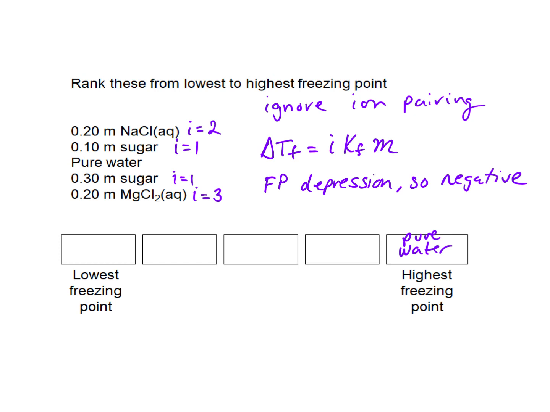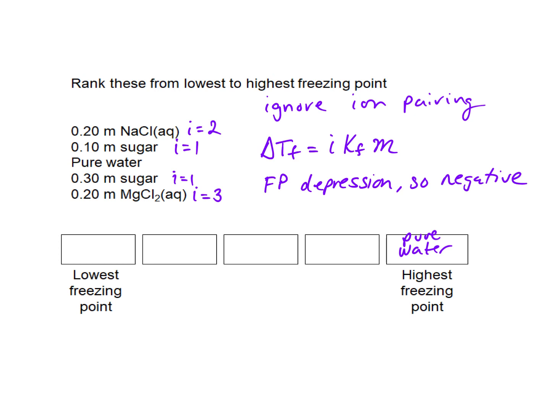So in our equation, we have our van 't Hoff factor, of course, i. We've got Kf, right? Freezing point, what do we call this? Freezing point constant. And then the molal concentration. We're given the molal concentrations. We aren't given Kf. Doesn't matter.